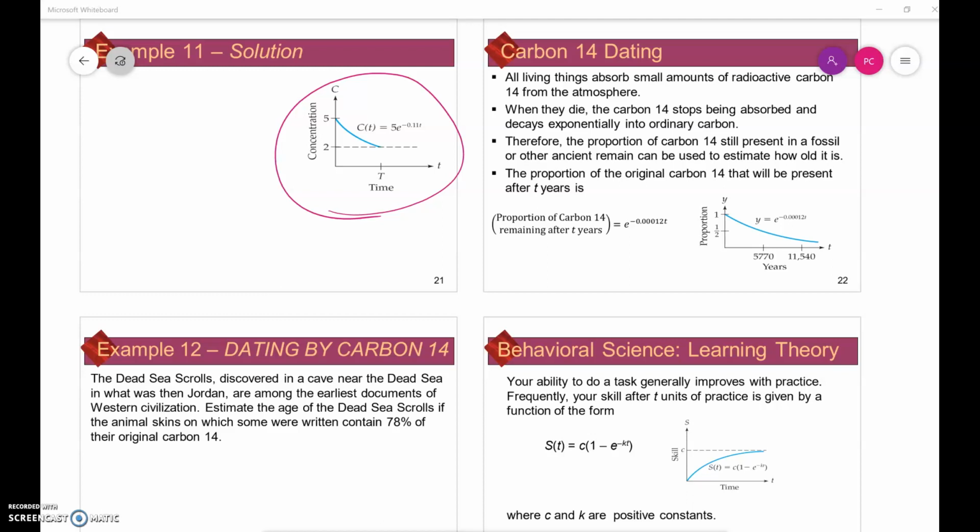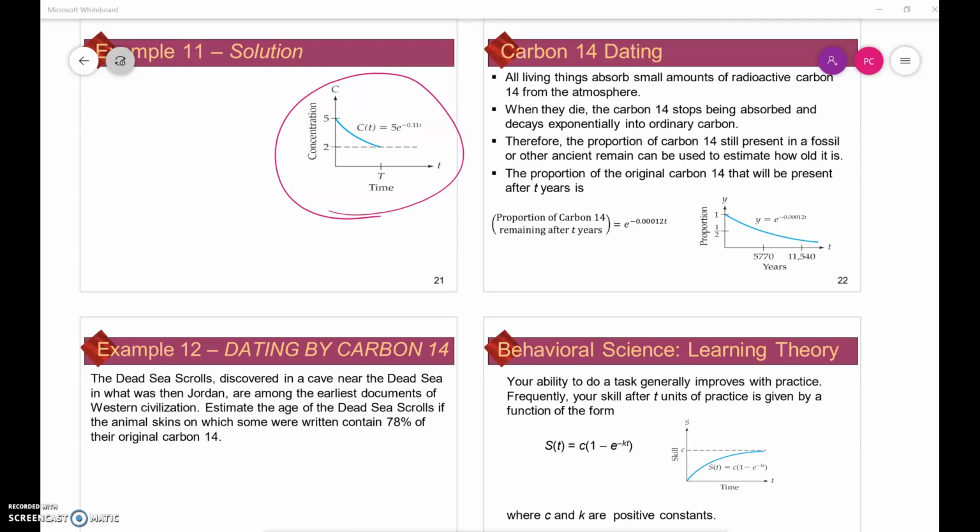All right, so this is Business Calculus 4.2 Part 3. And we're just going to wrap up this section with a couple more examples on where we use exponential and logarithmic equations. So the next one is carbon-14 dating.